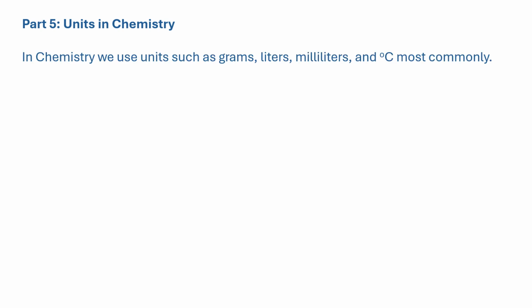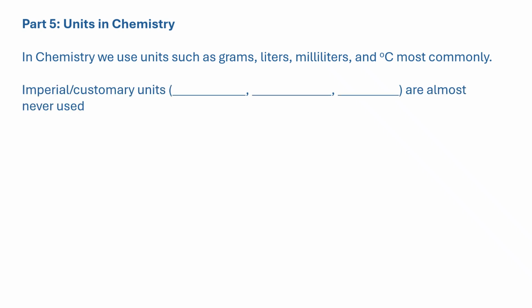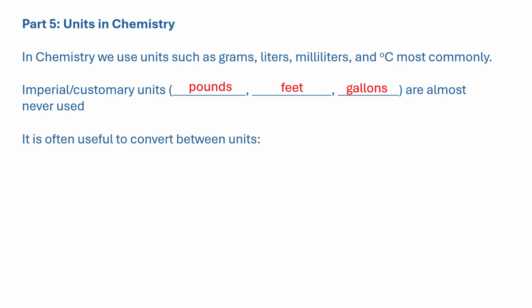Okay, so today we're going to be talking about using units in chemistry and how we go about converting between them. The first thing we need to say is that in chemistry, it's very rare that we will use anything but metric units. Imperial or customary units like pounds, feet, and gallons are almost never going to be used. We do sometimes need to convert between those imperial or customary or standard units and metric conversions.